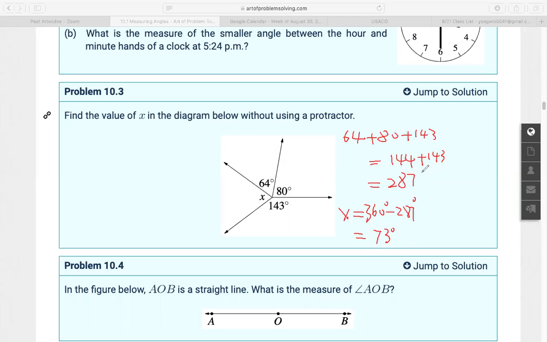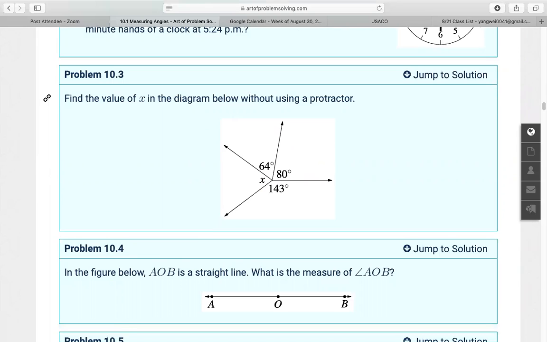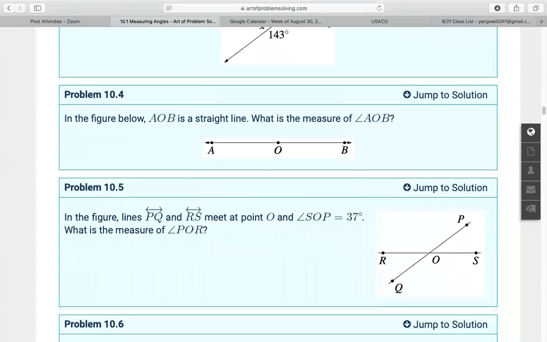This one should be 73 degrees, because the full circle is 360 degrees. Then you minus 64, minus 80, minus 143, you got x equals 73. Then you can use your protractor to measure this angle and see if that exactly equals your answer. Now let's see 10.4.